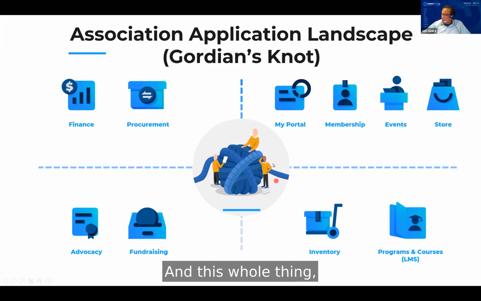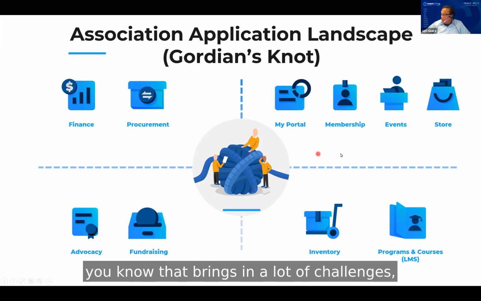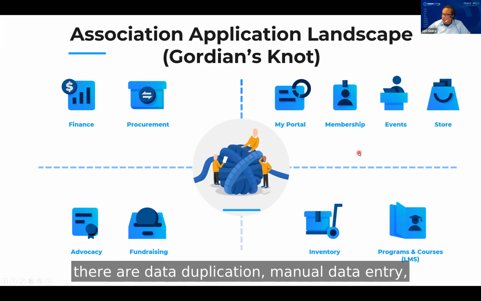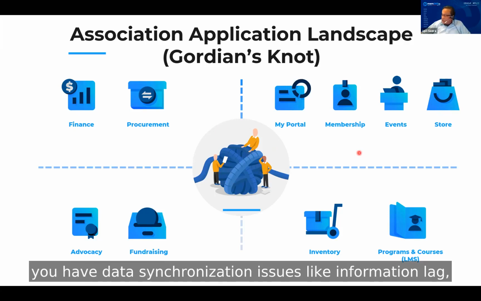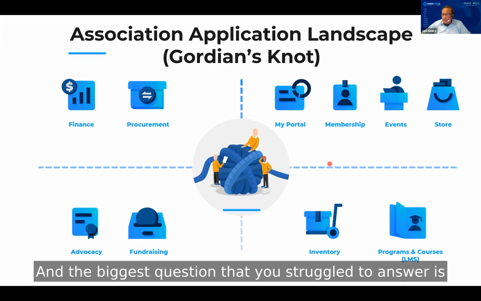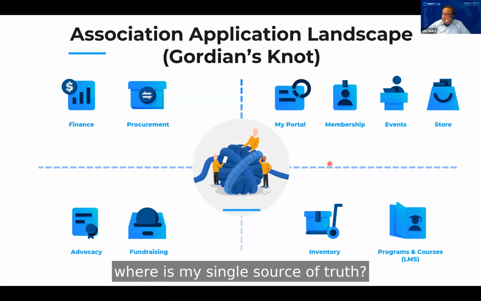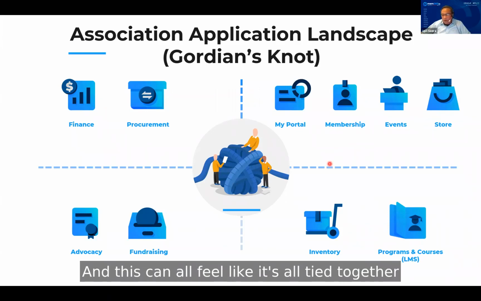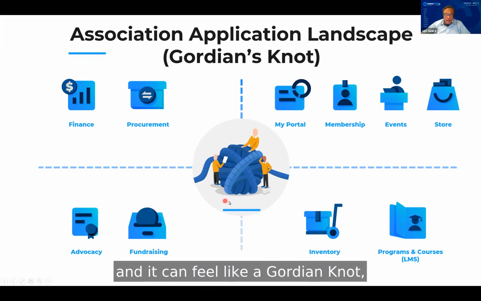And this whole thing brings in a lot of challenges. There is data duplication, manual data entry, and data synchronization issues like information lag, and there is no 360-degree view of my member. And the biggest question that you struggle to answer is, where is my single source of truth? This can all feel tied together like a Gordian knot.